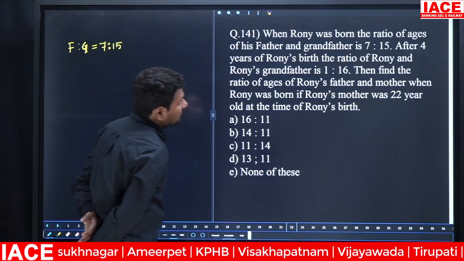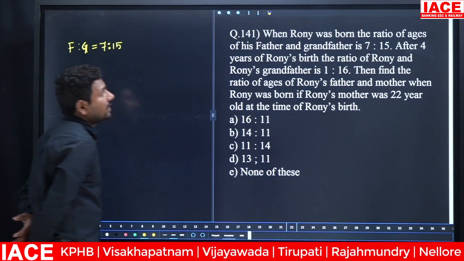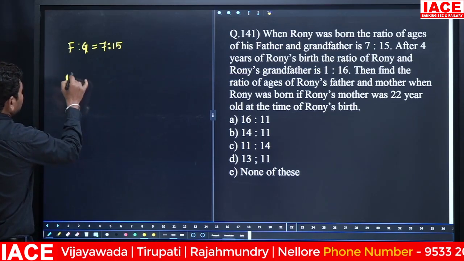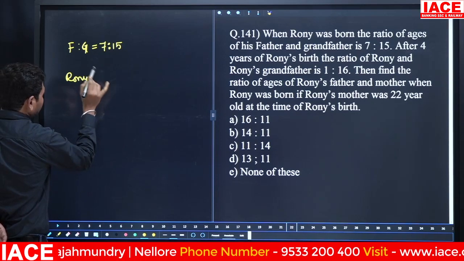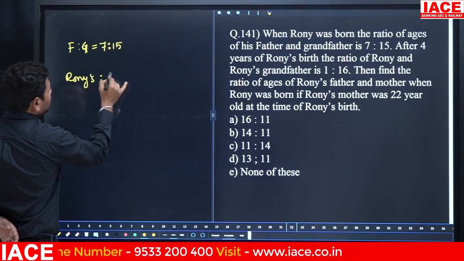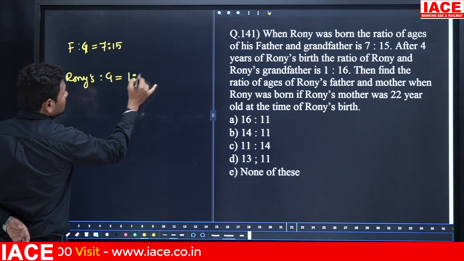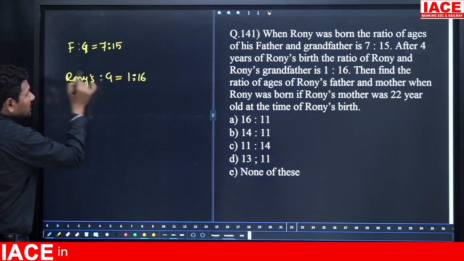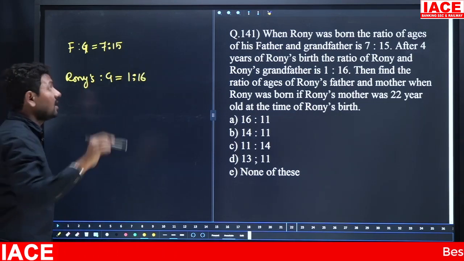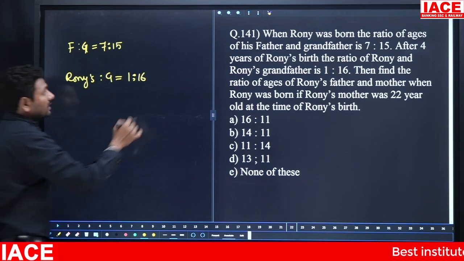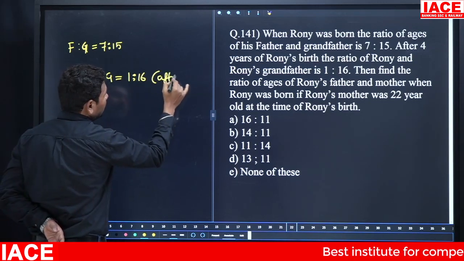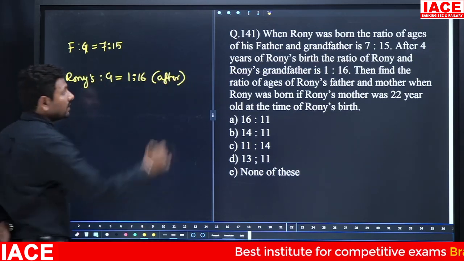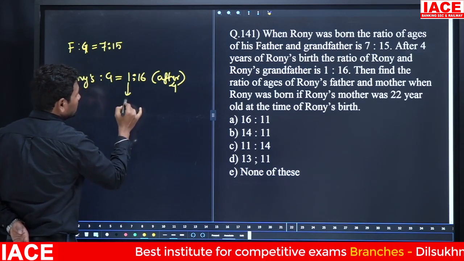After 4 years of Roni's birth, the ratio of Roni and Roni's grandfather is 1:16. Look, this is a key point here. Here is Roni's age, one part, after 4 years of Roni's birth. That means this ratio is after how many years? 4 years. Then after 4 years, one part is equal to 4 years.